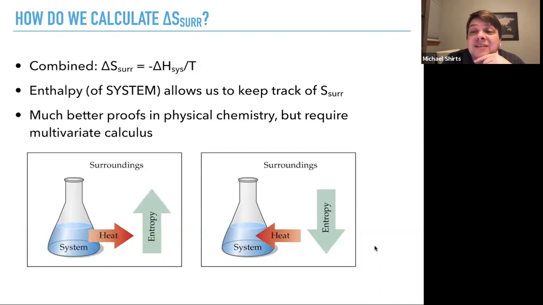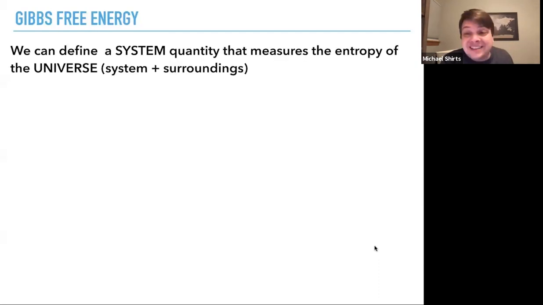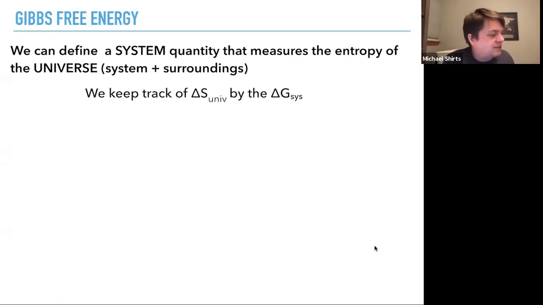Instead of having to look for spontaneity by looking at the entire universe as a whole, we can just pay attention to what's going on in our flask and see how much heat it transfers to the outside. So we can come up with a variable that describes the system plus the surroundings, the entropy of the system plus surroundings, in terms of things that are only the system. This is called the Gibbs free energy, a system quantity. So we only have to keep track of a reaction that measures the entropy of the universe, the system plus surroundings.